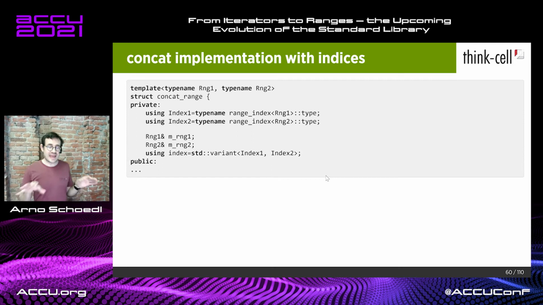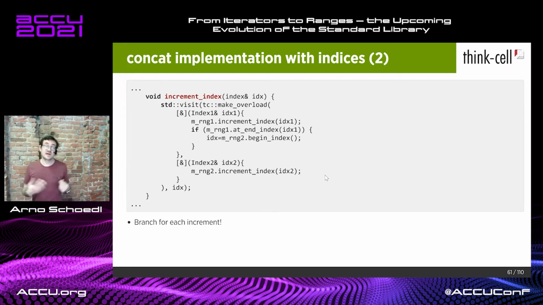Now, if you look at how concat is implemented, inside the concat range, you have, again, references to two ranges. Whenever I say references to two ranges, this may be a copy in case it's an rvalue, but I'm just going to ignore that here for simplicity. So you have references to two ranges, and the index of that concat range is a variant of the two indices of the two ranges, right? So you can either be in range 1, and then you have an index of range 1, or you can be in range 2, and then you have an index of range 2.